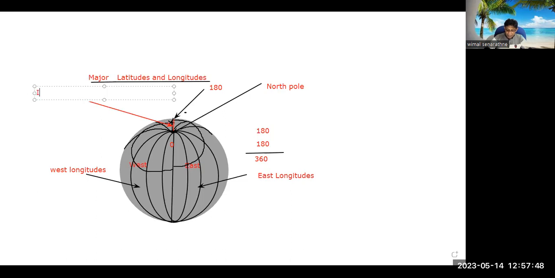Right? International date line. International date line. Then these are the two major longitudes. Greenwich Prime Meridian and International Date Line are the most important major longitudes, right? But remember, longitudes are regular lines, but 180 longitude.